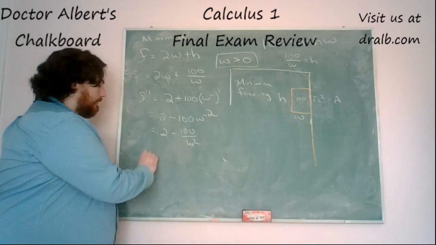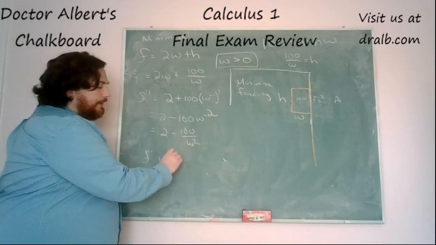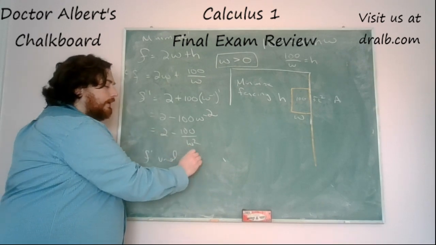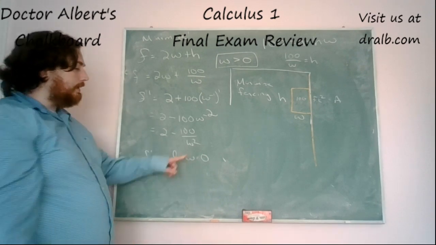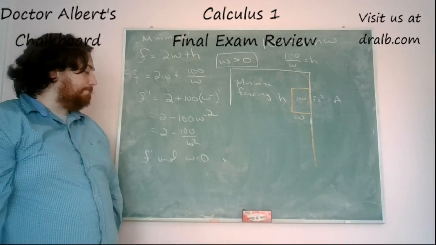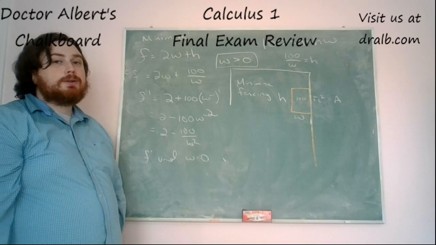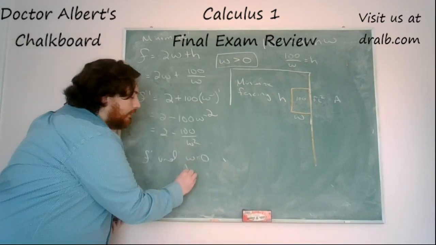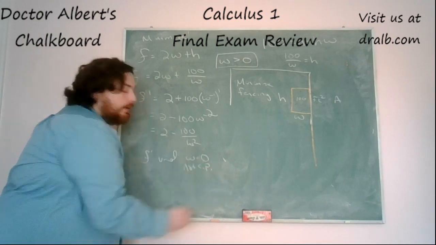All right. So if I want to find critical points, I have to find where this is undefined. Notice that this is undefined at w equals 0, because then I would be dividing by 0. However, that's not a critical point, because w equals 0 is not in the domain, so this is not a critical point.